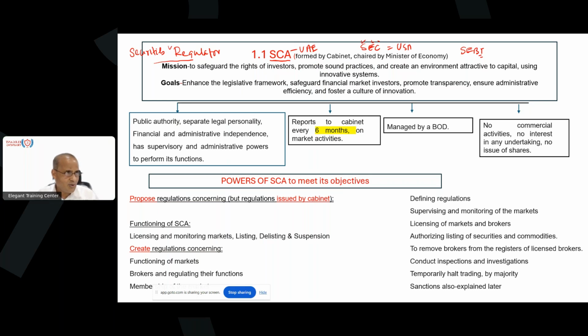They control the securities market. They control the financial services sector. They are the licensing authorities. Central Bank and SCA are the licensing authorities for financial service sector companies. When I say financial sector, what firms come under it? Insurance, banking, pension funds, brokerage companies, financial consultancy companies, rating agencies. All those come under the financial services sector.